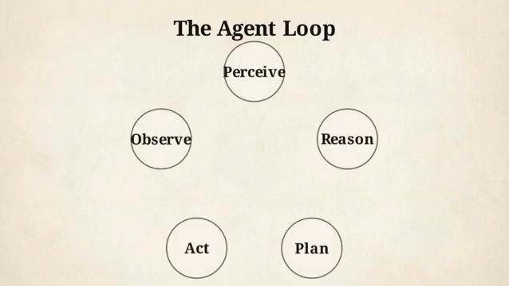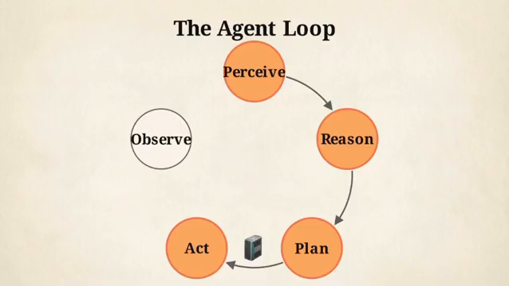We can see the mechanics in these 5 stages. The agent perceives a prompt. It uses a language model to reason through the problem. It formulates a plan. It acts by triggering a tool or an API. And finally, it observes the outcome of that action.